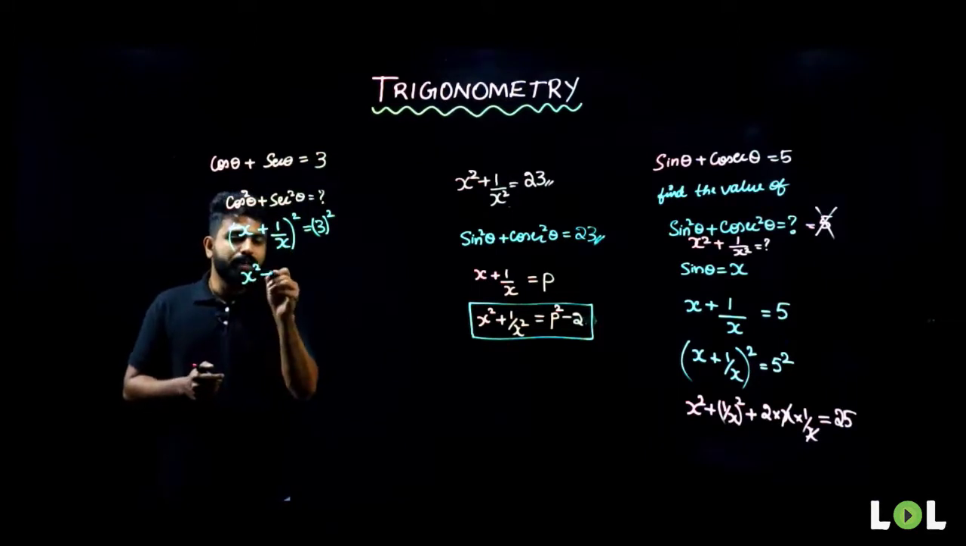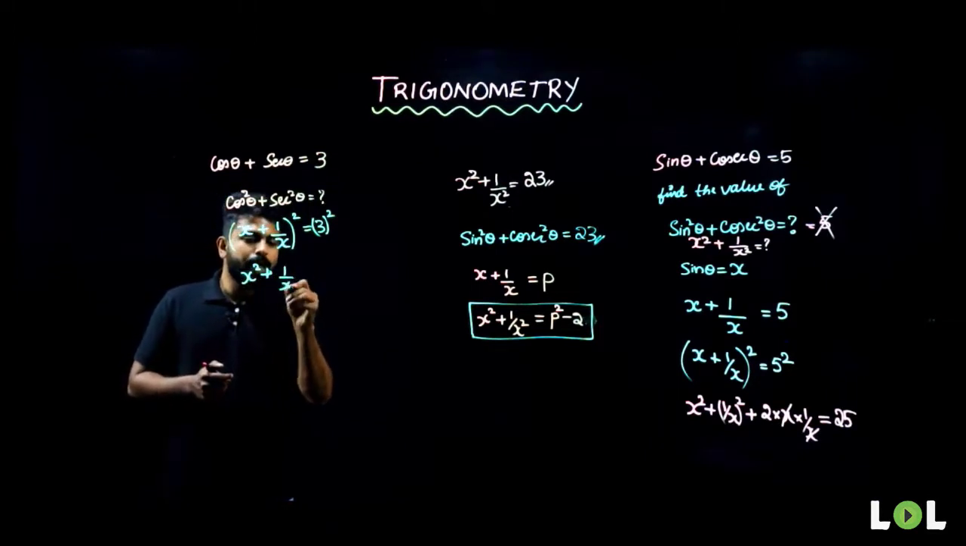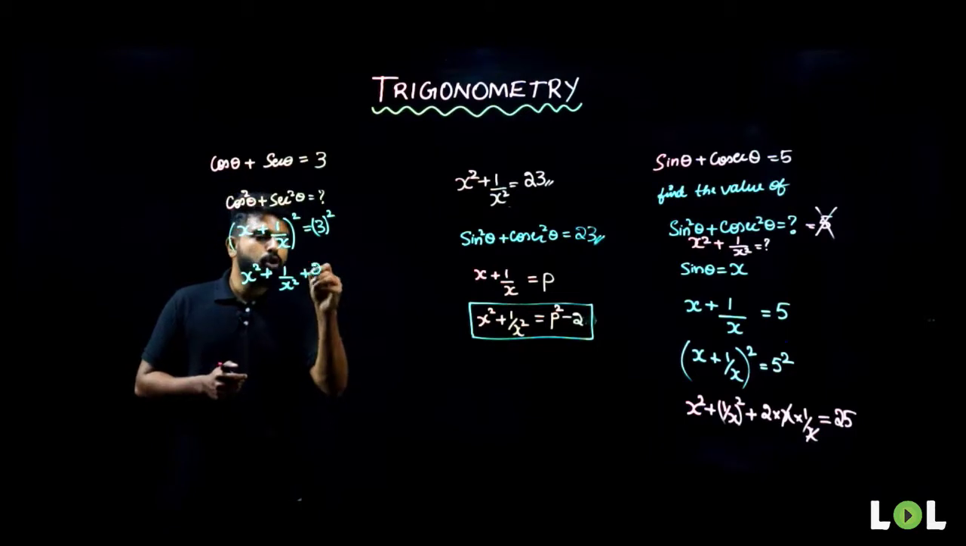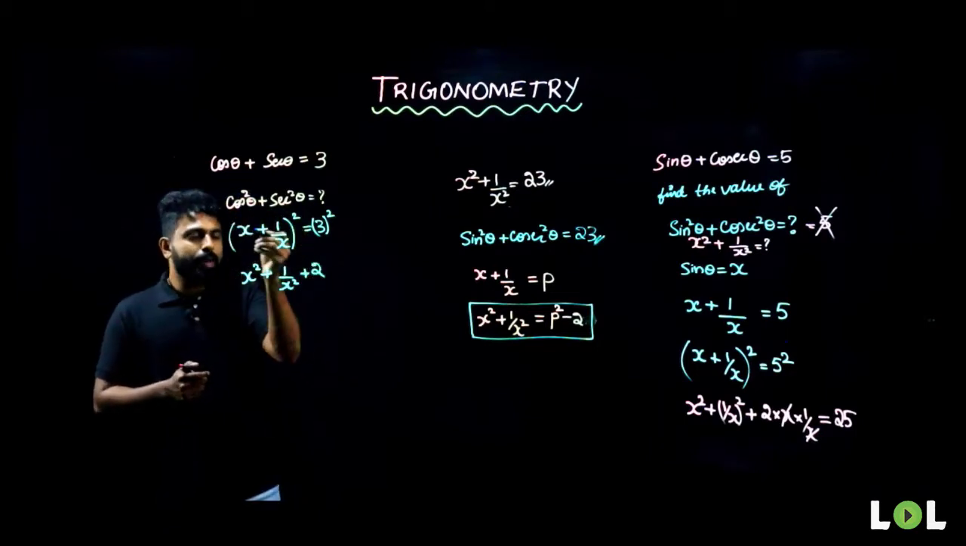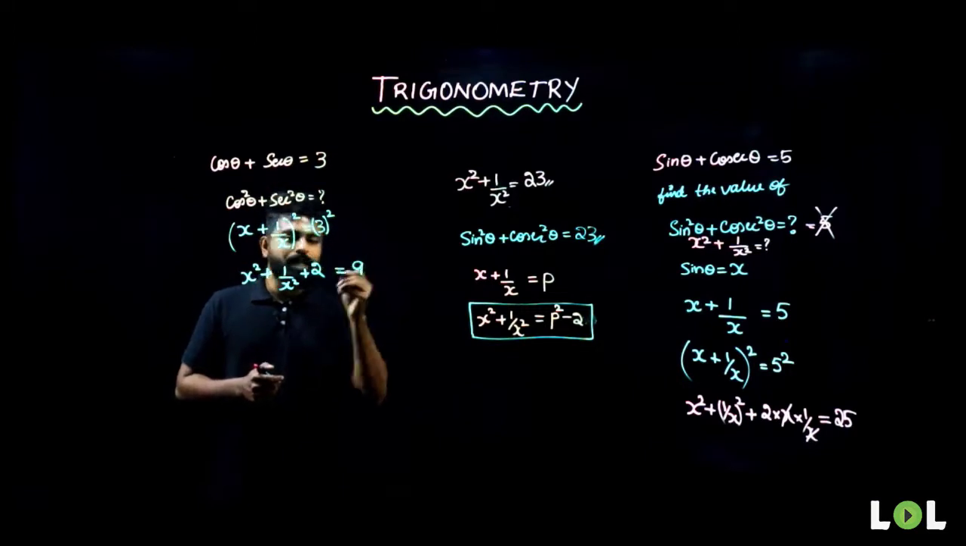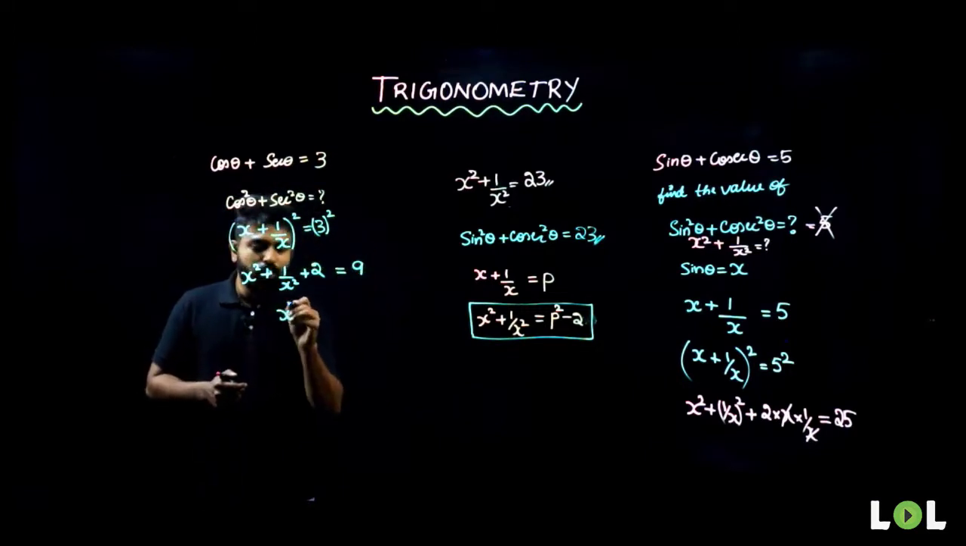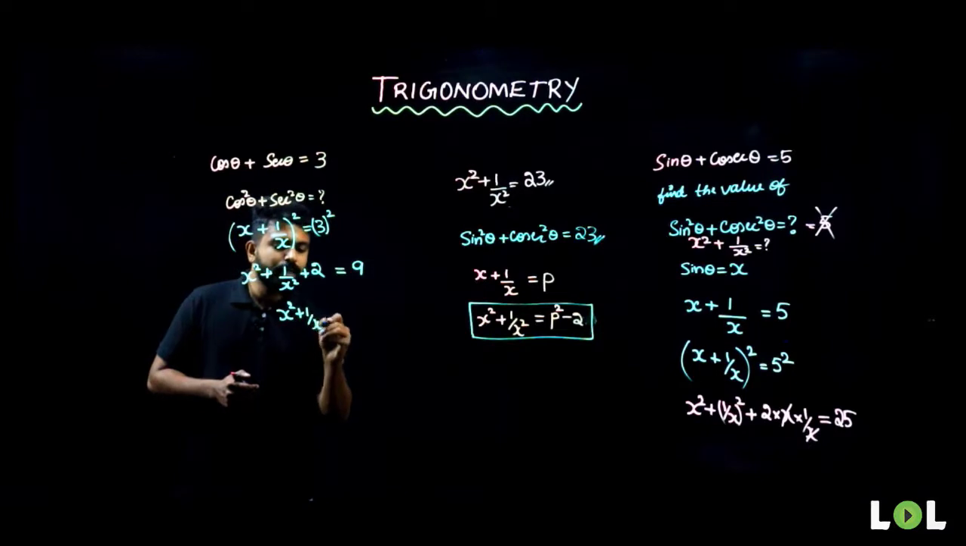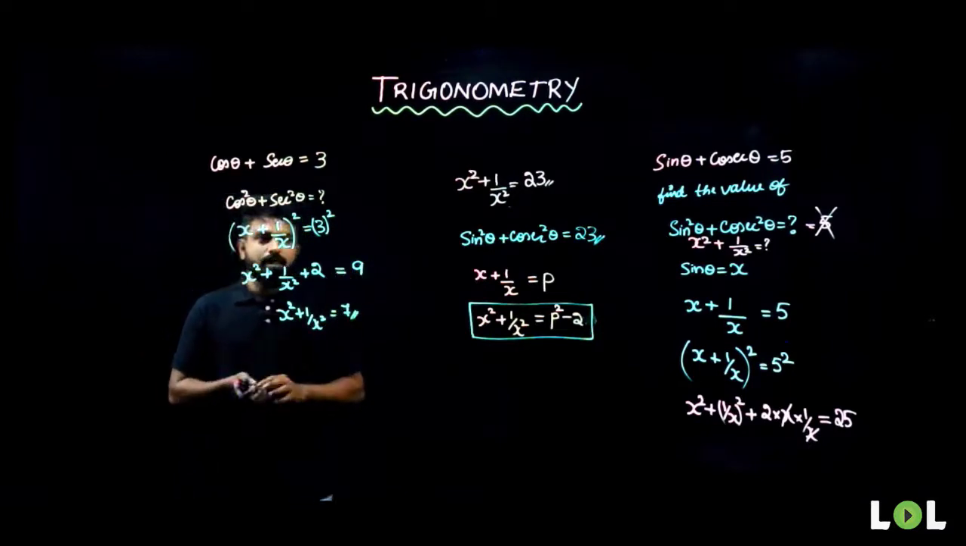(x + 1/x)² = x² + 1/x² + 2 · x · (1/x). The x and 1/x will get cancelled, so it will be 2 into 1. That will be equal to 3 squared, that is 9. So what will be the value of x² + 1/x²? It will be 9 minus 2, that is 7. This is one way of solving.